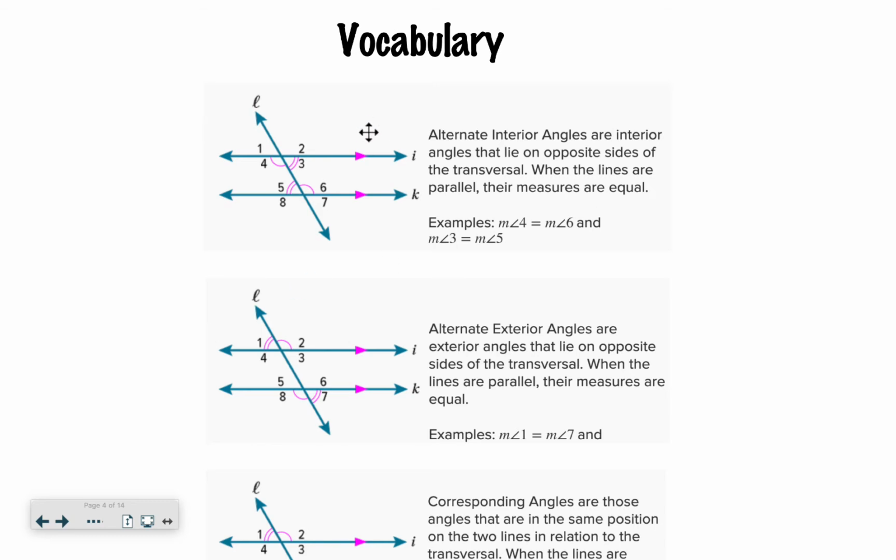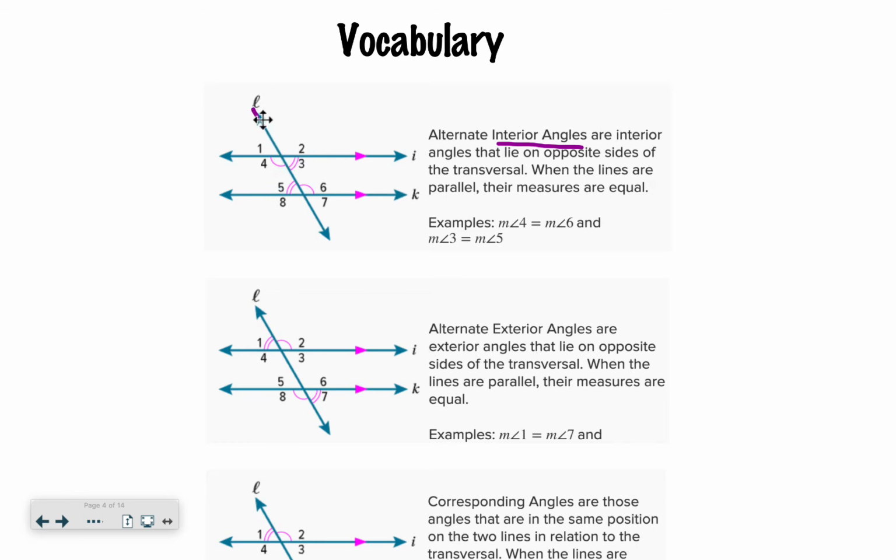Now, look, we're still talking about interior angles. We're talking about the ones that are inside, in between those two parallel lines. Inside those two parallel lines, we already said we had angles 3, 4, 5, and 6. Now what alternate means is every other. In this case, if we look at 3, 4, 5, 6, the every other that we're talking about is that you have one on each side of the transversal.